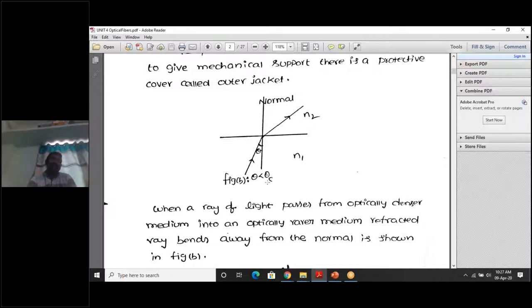So if theta is less than theta c, the light ray goes outside. If theta is equal to theta c, the light ray undergoes refraction with a 90 degree angle of refraction. If theta is greater than theta c, the light ray is totally reflected back into the same medium, which is called total internal reflection. I am taking the limiting case. What is the limiting case?